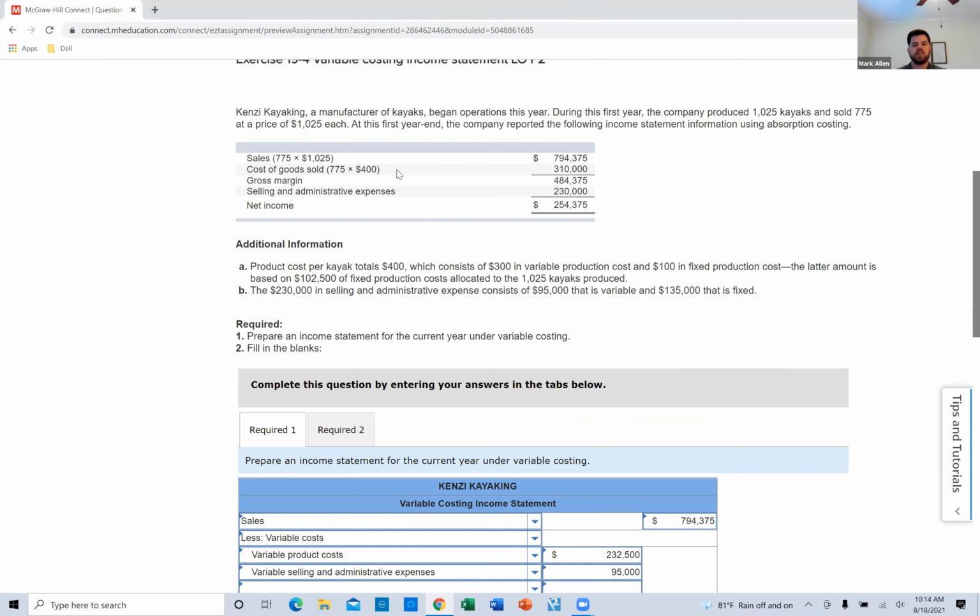Now, before we do anything else, before I even read the next sentence, if I'm doing this homework assignment, or if this is a test question I've been given, the first thing I'm going to do as I read through this is say, all right, we produced 1,025 kayaks. We sold 775. So the first thing I recommend doing is just writing down: production greater than sales, which means absorption income should be greater than variable.